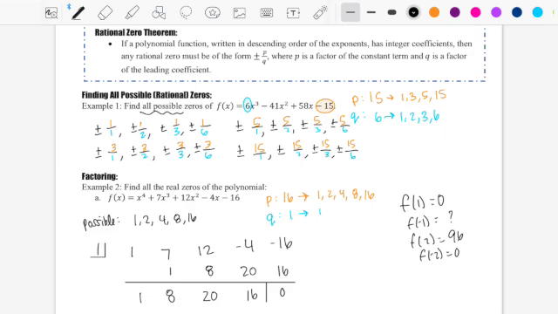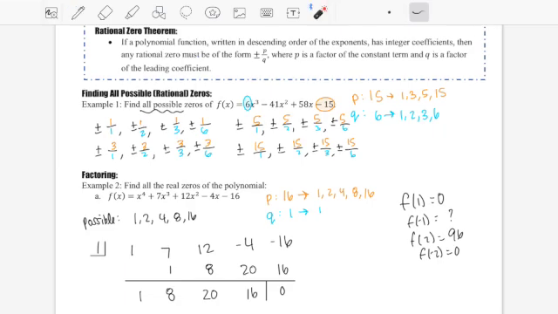Another fun thing you could have done, the definition of a 0 is that this is all going to equal 0 when you plug it in. So you can actually just check. By plugging in, f of -1 actually comes out to be -10.